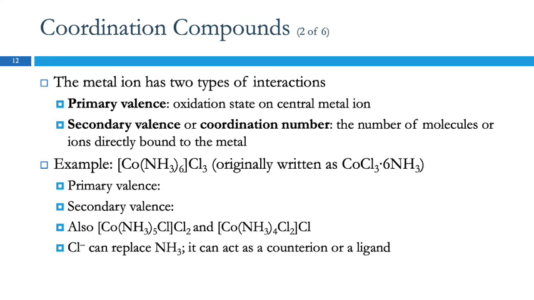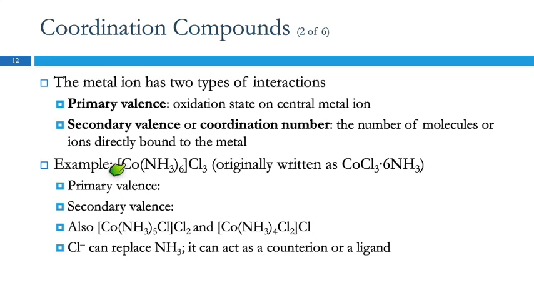So the metal ion in that coordination compound has two types of interactions. The first type is what the oxidation state is on the central metal ion, and that's referred to as primary valence. The secondary valence, or coordination number, is how many molecules or ions are directly bonded to that metal ion. So these are the ligands.